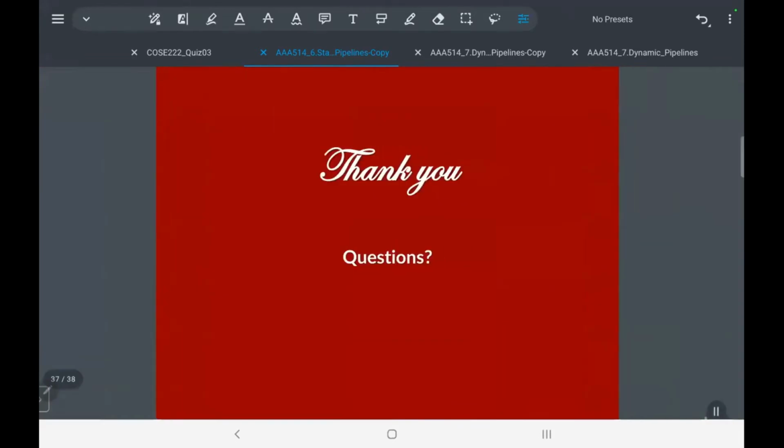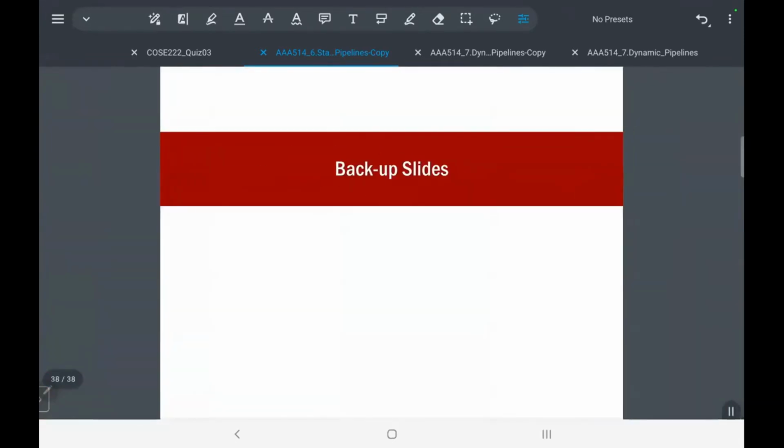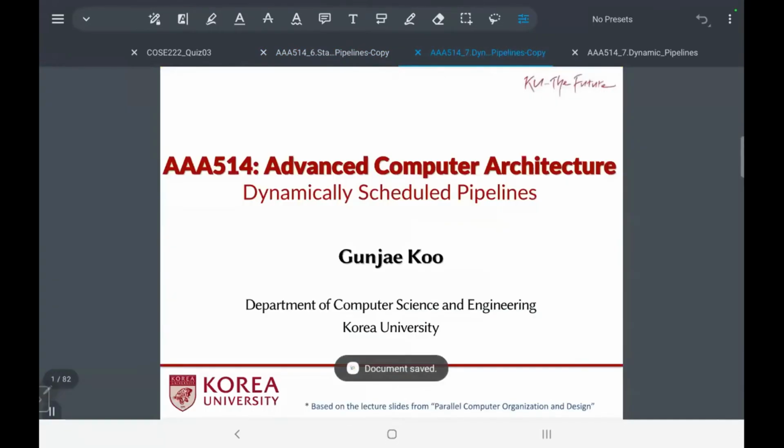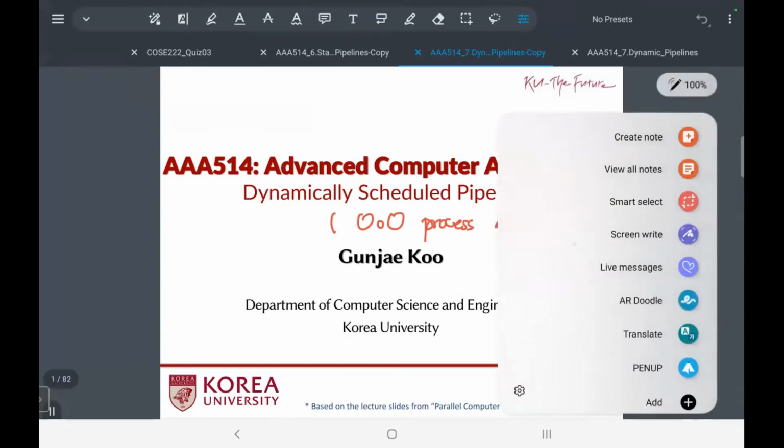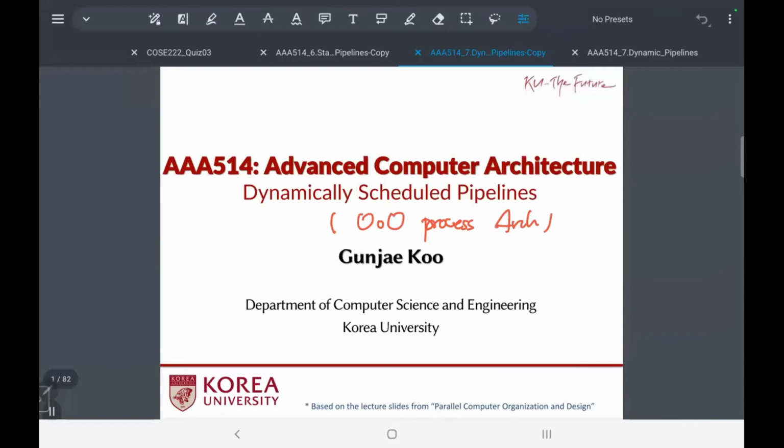Okay, I'll conclude the static pipeline architecture and then let's move on. Dynamically scheduled pipeline. So actually, we can simply call this processor architecture the out-of-order processor architecture. It's very important because most of the modern processors employ out-of-order processor architecture.